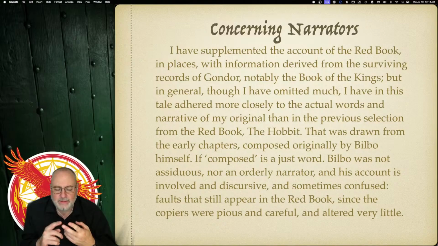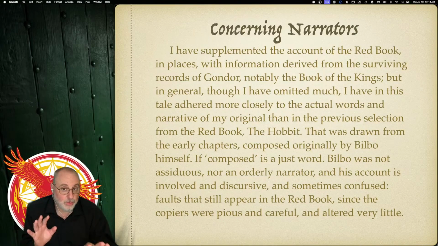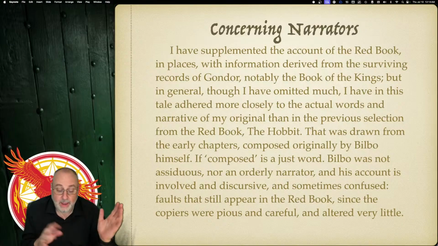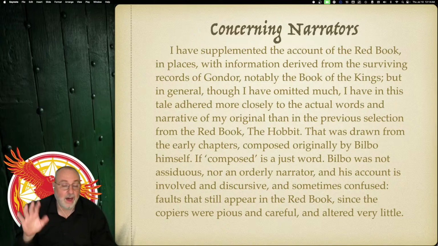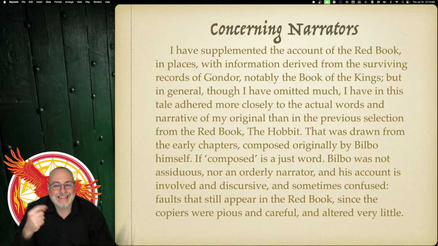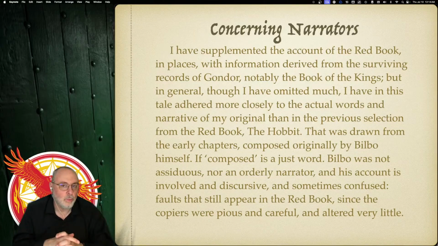So first of all, we can see here again how he is explaining the tonal differences between The Hobbit and The Lord of the Rings. This is in the foreword to the first edition of The Lord of the Rings, saying, hey, you'll notice the difference in tone. And that's because The Hobbit is frankly a mess, right? And in that book, I deviated from the original far more. I took liberties with the original in The Hobbit for reasons.